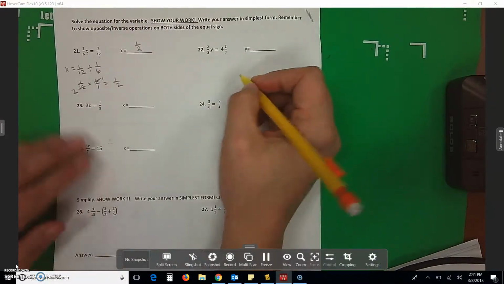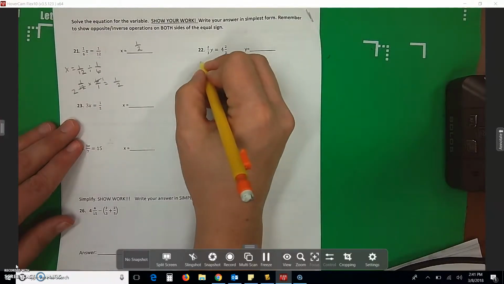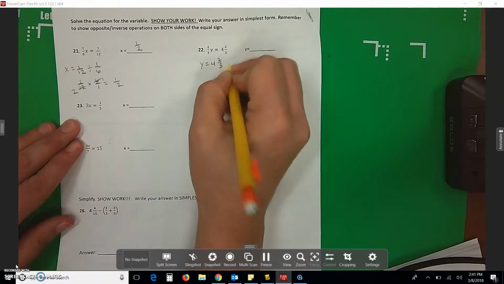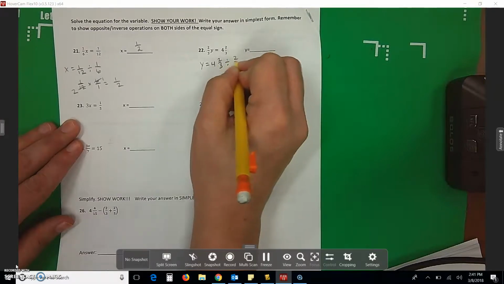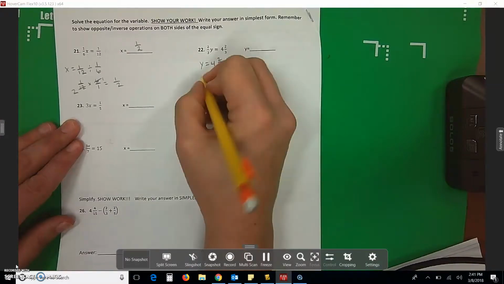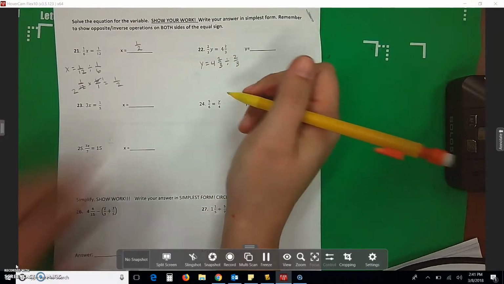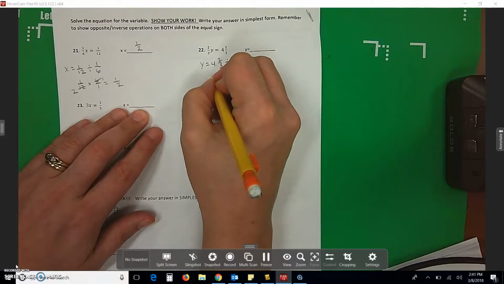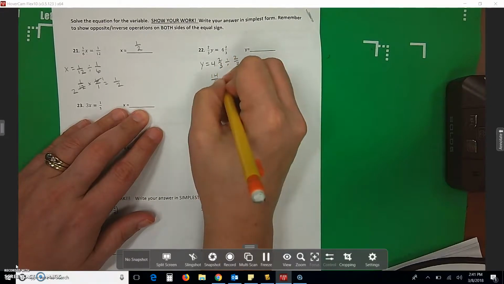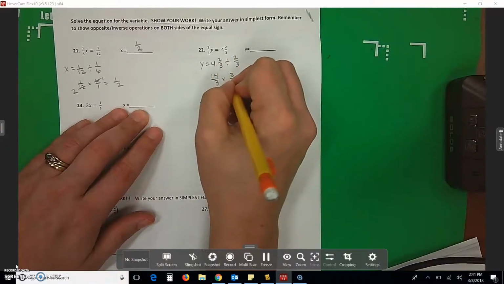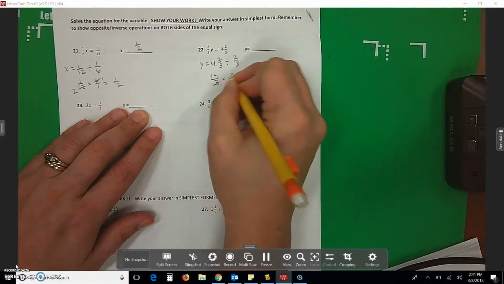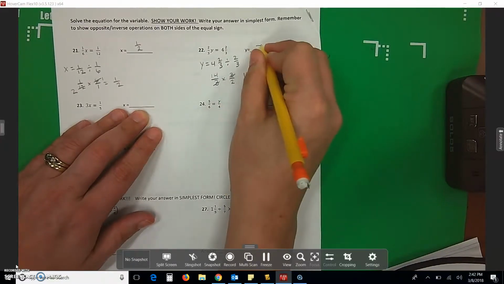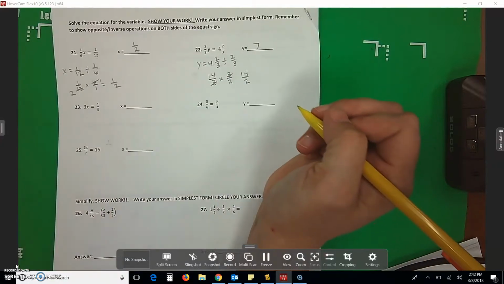We go on to 22. We get y equals 4 2/3 divided by 2/3. Then we're going to do two flips on this one. 4 times 3 is 12, plus 2 is 14. Flip our sign, flip our fraction. Reduce the 3's to get 14 over 2. Y equals 7.